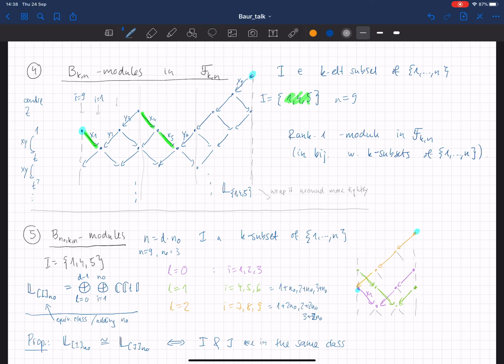So you take again n copies of this center with layers given by L equals 0 up to d minus 1. And I call this module L_i^{n0}, which is defined up to equivalence, up to adding n0. Well, it does depend on choosing a representative, but then we can show that L_i^{n0} is isomorphic to L_j^{n0} if and only if i and j are in the same class. So this gives us modules for this algebra.